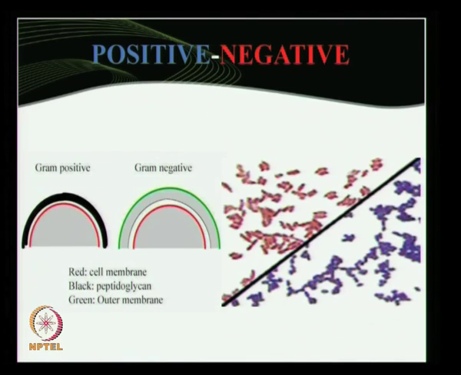Bacterial cell walls are mainly made up of two biomolecules, namely peptidoglycan and lipopolysaccharide. Based on the amounts of these molecules present in a cell wall, they are distinguished into gram positive and gram negative.